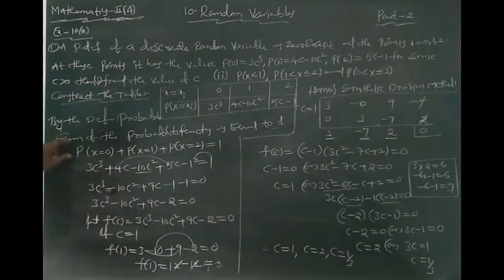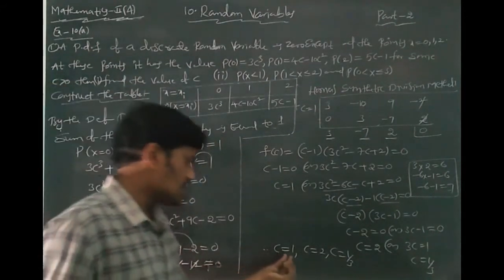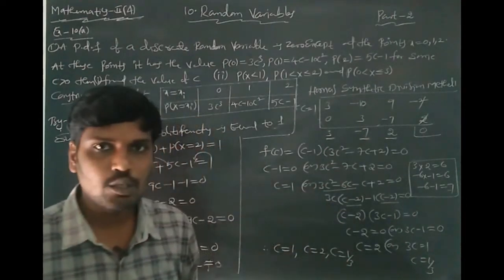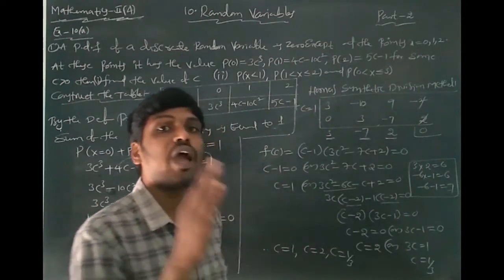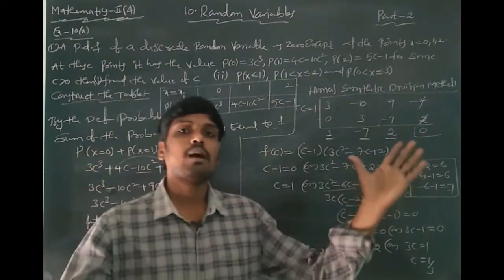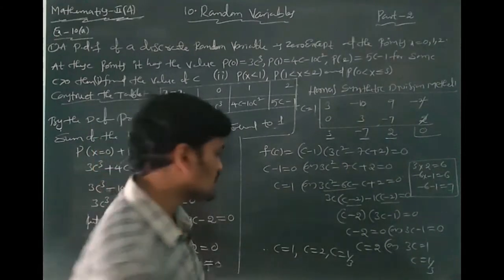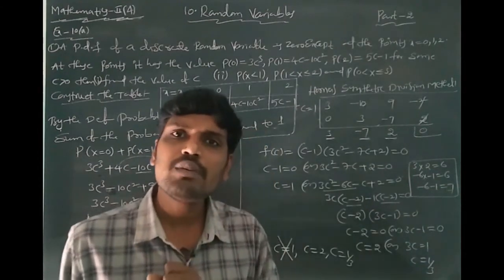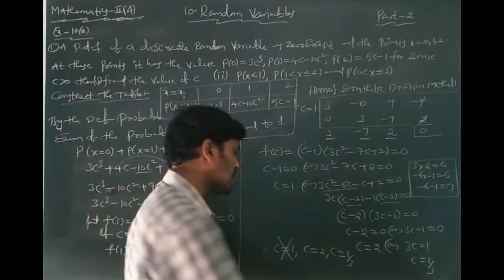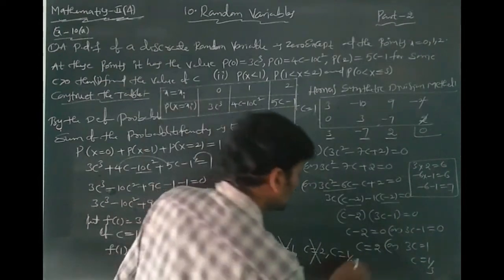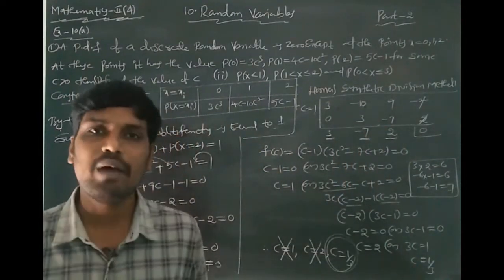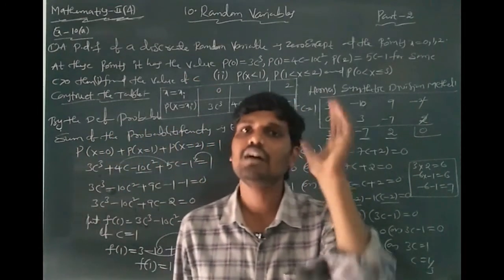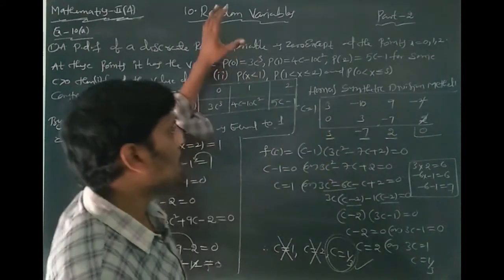Here, see students, C value must be greater than 0. C value 1 is greater than 0, C value 2 is also greater than 0, and C value 1 by 3 is also greater than 0. But the sum of all probabilities must be exactly equal to 1, so C value 1 is not satisfied. For C value 2, the probability lies between 0 and 1, so more than 1 is also not possible. Then we take C value as 1 by 3. Among these three roots, C value 1 by 3 is the correct answer of the given polynomial equation.